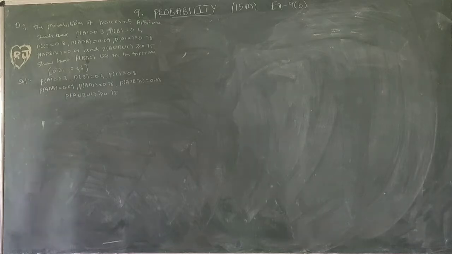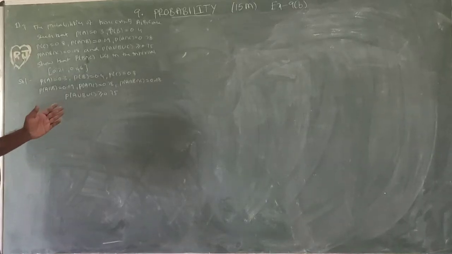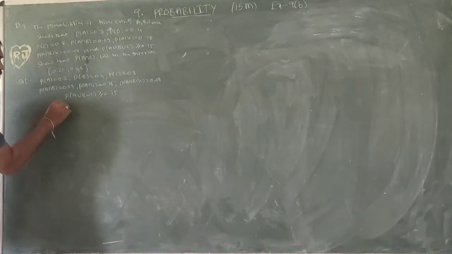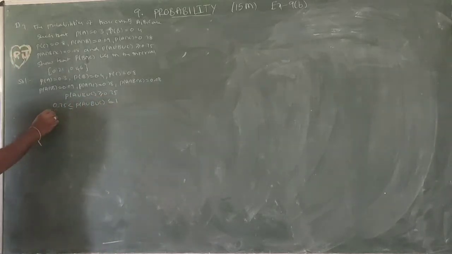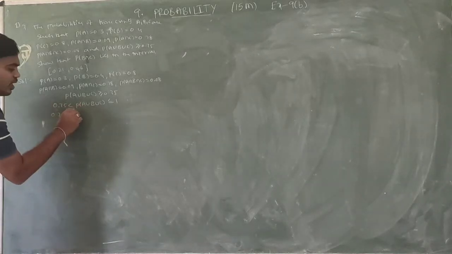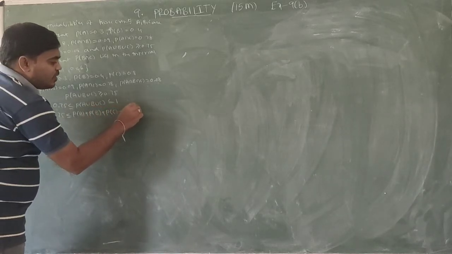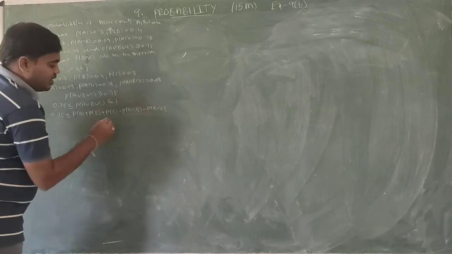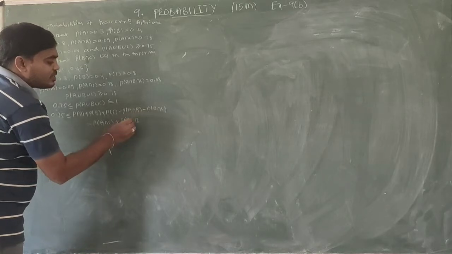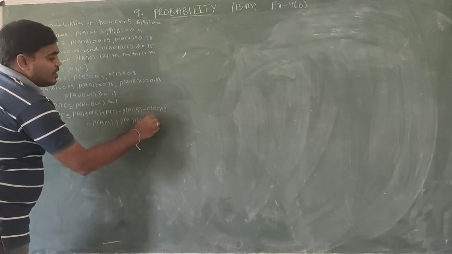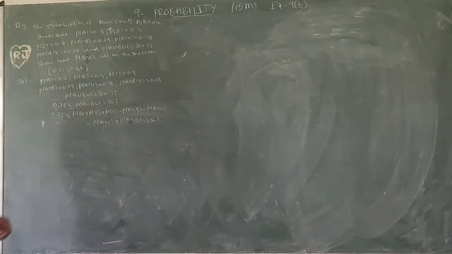P(A∪B∪C) is given as greater than or equal to 0.75. Already we know probability is always less than or equal to 1. So 0.75 ≤ P(A∪B∪C) ≤ 1. So 0.75 ≤ P(A) + P(B) + P(C) − P(A∩B) − P(B∩C) − P(A∩C) + P(A∩B∩C) ≤ 1. This is the extension of the addition theorem of probability.